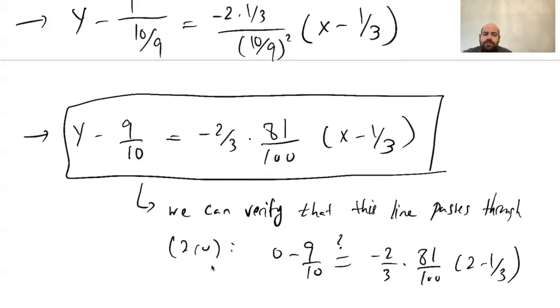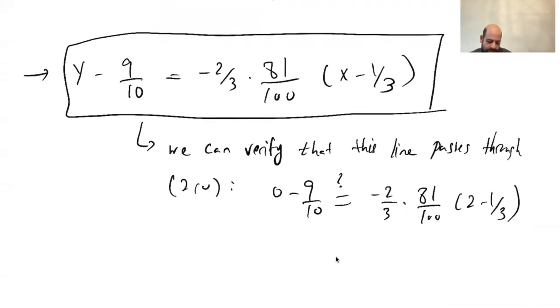See, how can I check whether the line passes through the point (2, 0)? If I replace x with 2 and y with 0, and if this equality holds, meaning that the left-hand side becomes equal to the right-hand side, then I can say that the line passes through the point (2, 0). If not, then it won't pass through that point. So let's see whether these are equal. Left-hand side is, of course, minus 9/10. Right-hand side, I can simplify as minus 2/3 times 81/100, and 2 minus 1/3 is 5/3.